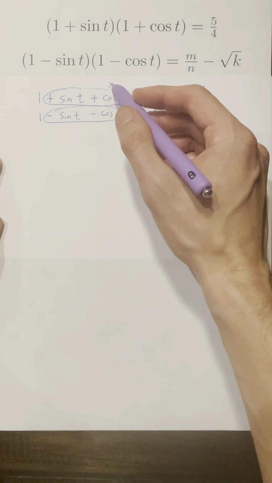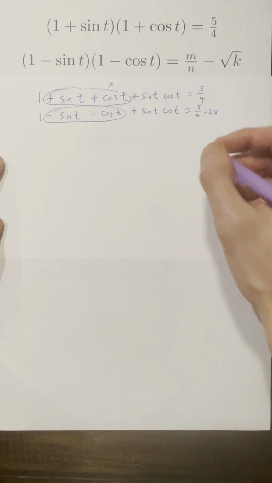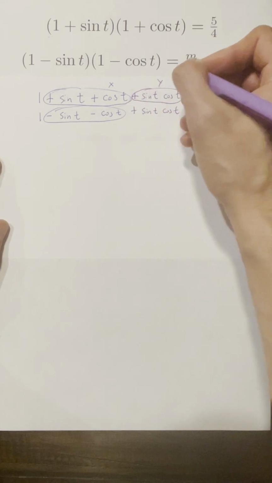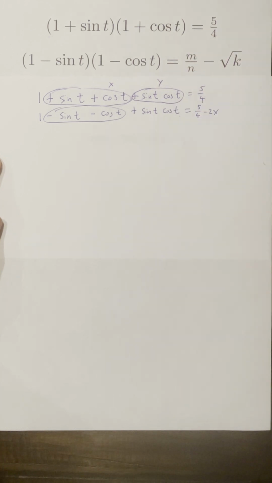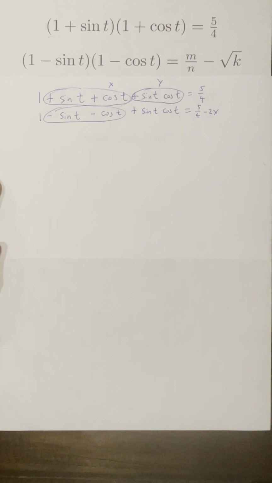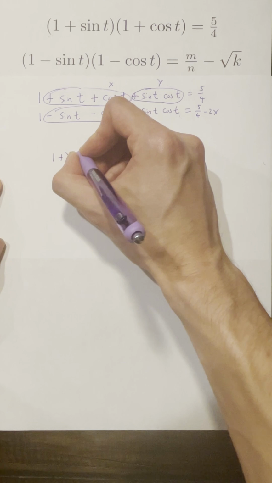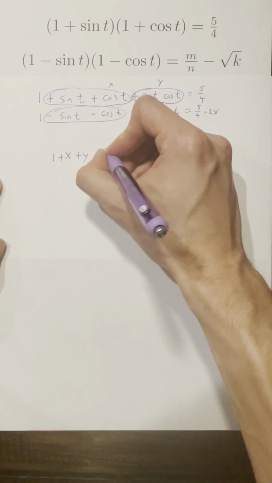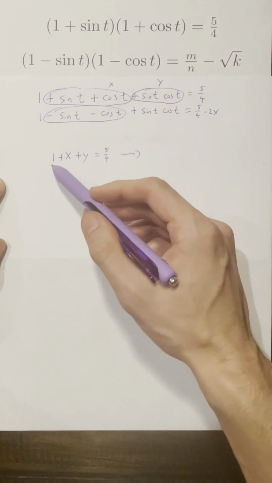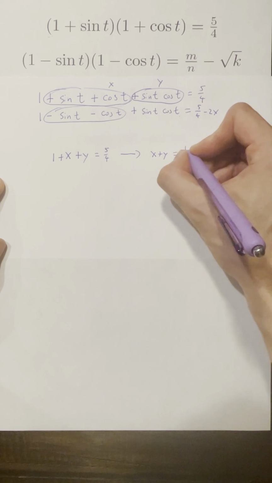Well, if we're assigning a variable for the sum of sine t and cosine t, we might as well assign a variable for the product. So from the first equation, what can we say about x and y? From the first equation, we get that 1 plus x plus y equals 5/4. Okay, so I can subtract 1 from both sides of this equation and get x plus y is equal to 1/4.